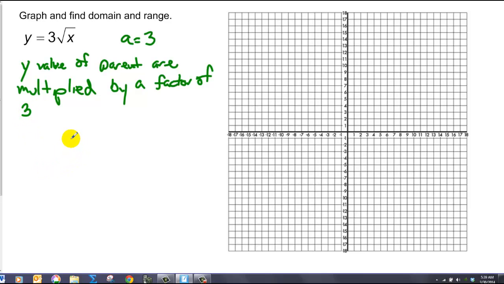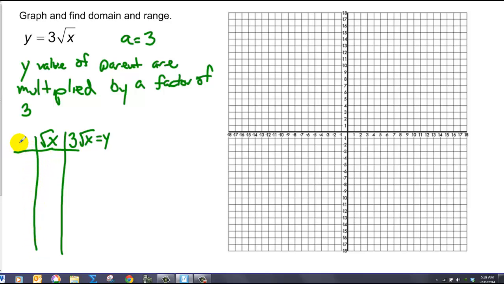So what's that mean? It means that I look at my parent function and I multiply the y values by a 3. So here's what I'm going to do. Here are my normal x values, 0, 1, 4, and 9. And for my parent, which is root x, I get 0, 1, 2, and 3.